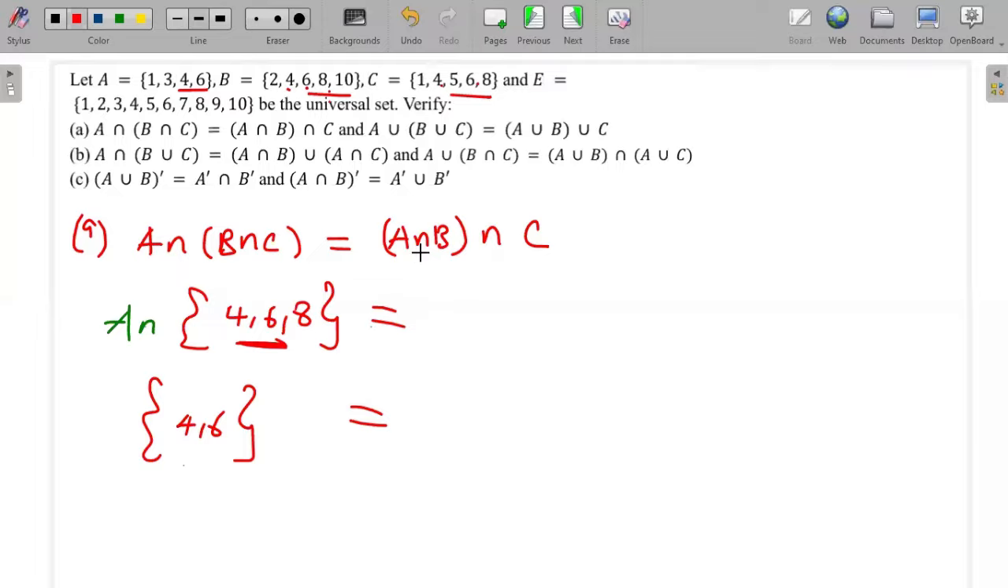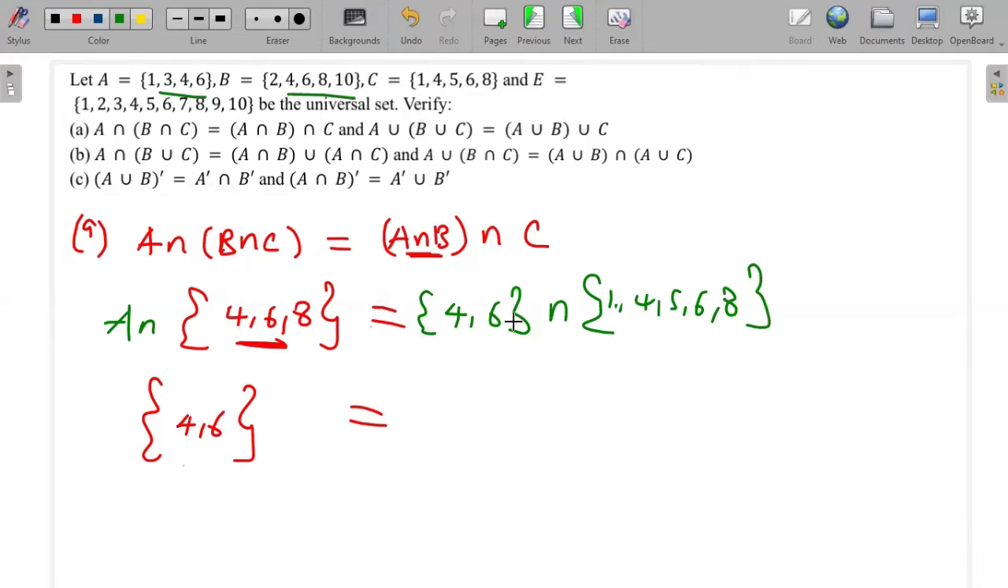What about here? When I start with the A intersection B, am I going to get something different? So A is here, B is there. So what is common between A and B? I can see 4 and 6. So only 4 and 6 is common. And then this 4 and 6 are intersected with C. So C has 1, okay? It has 4, it has 5, it has 6, and then it has 8. So what is common between these two sets here? We can see that 4 and 6, they're common. So I'm going to write 4, 6.